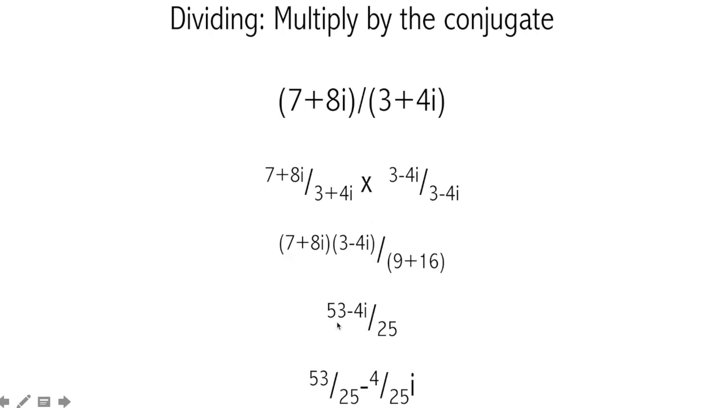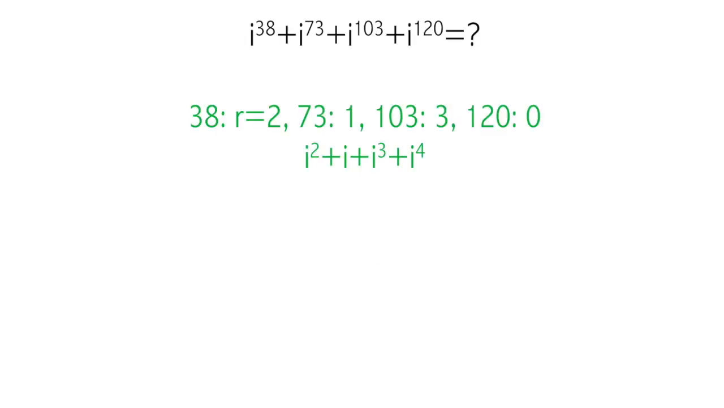We can't leave it like this though, we must separate the real and imaginary parts, and leave it in the way we write complex numbers. So the real part is 53 by 25. The imaginary part is minus 4 by 25 i, and therefore that is the answer, and that is how you divide complex numbers.